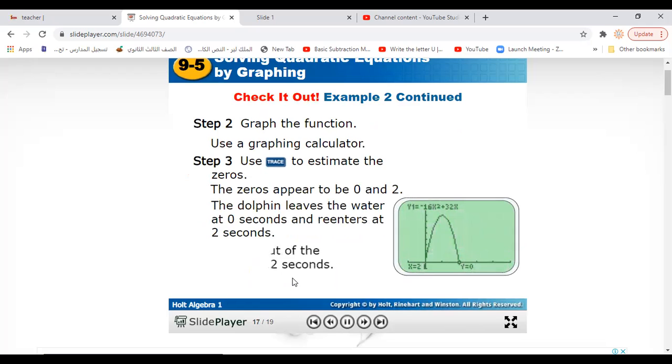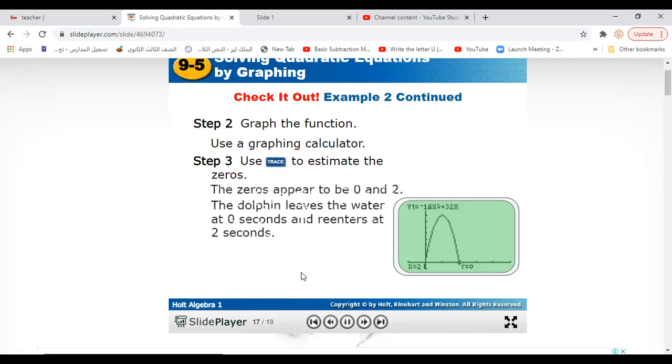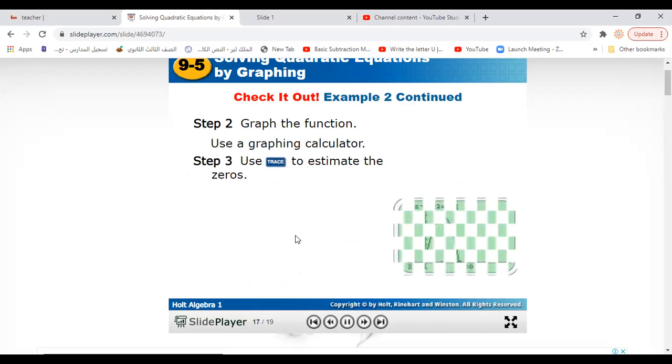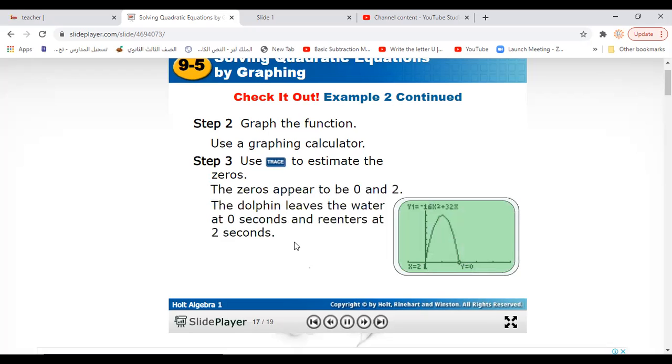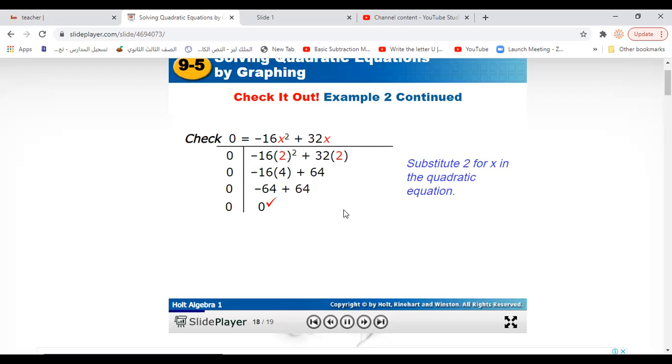We will find that it intersects the x-axis at 2 points, 0 and 2. So we can see here that it intersects at 0 and intersects at 2. The dolphin leaves the water at 0 seconds and lands at 2, which means the dolphin was out of the water for 2 seconds.